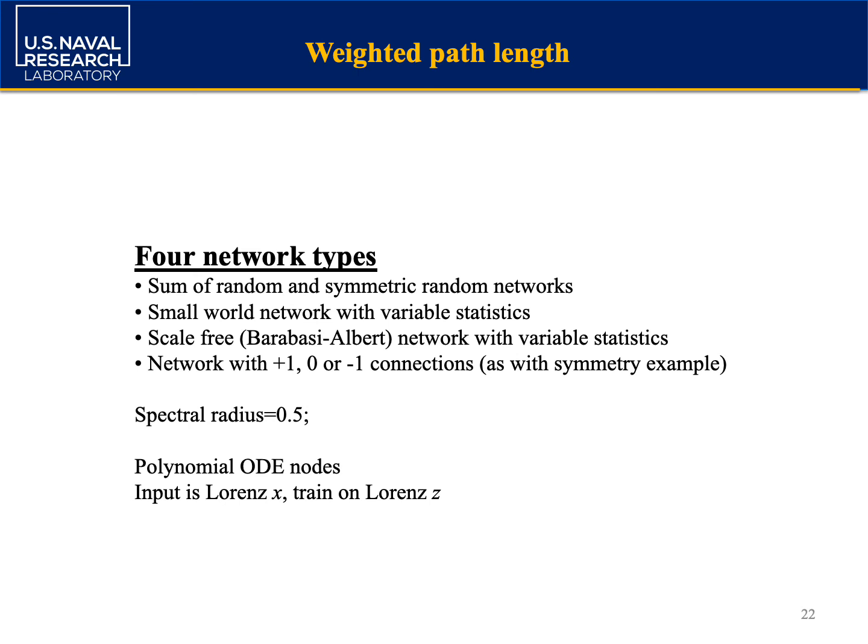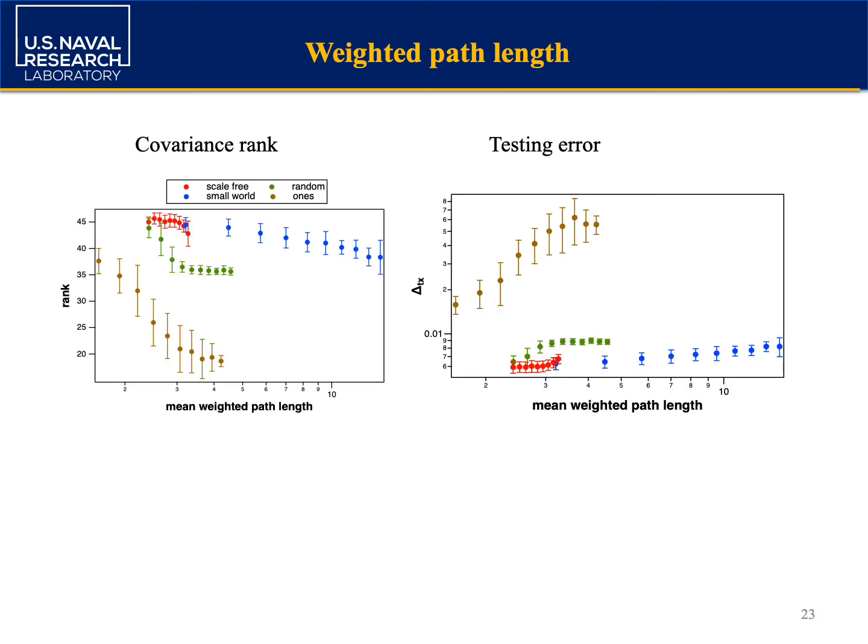So again, I'm doing the polynomial ODE nodes. The input is the Lorenz X signal, and I'm going to train on the Lorenz Z signal. So on the left, I have the covariance rank. The x-axis is the mean weighted path length on the log scale, and the y-axis is the rank. So for all 4 of these network types, as the path length gets smaller, the rank increases.